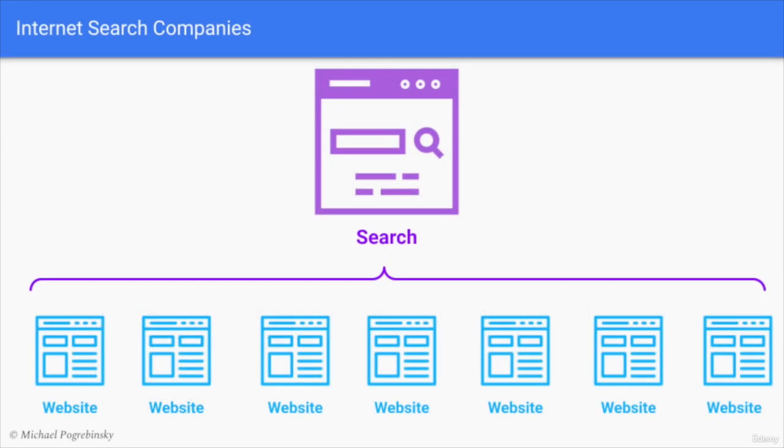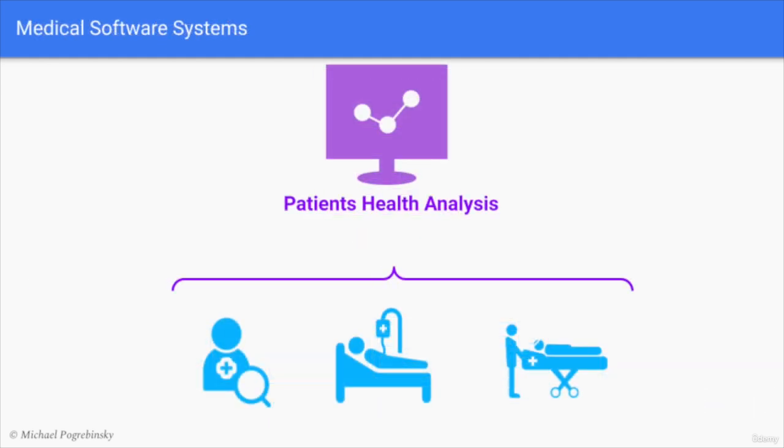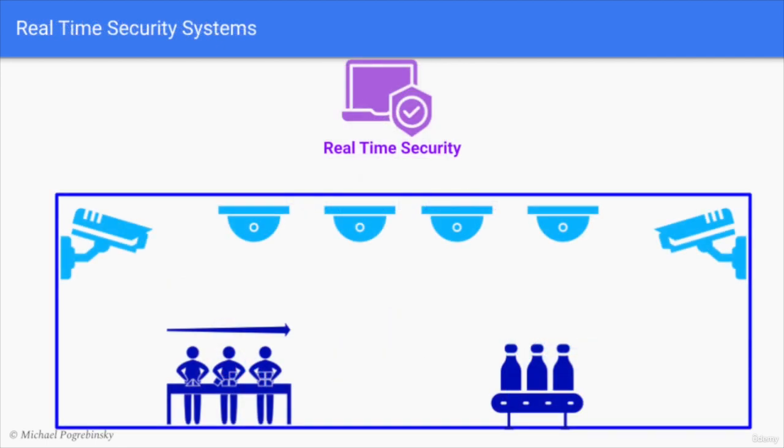A few technology fields where we have a high volume of data include internet search companies that have to analyze the entire internet and provide instant search capabilities for their users. Another example is medical software systems that collect, analyze, and store a lot of information about patients in hospitals or clinics and can help in preventing or detecting diseases. Then we have real-time security systems that analyze multiple video streams coming from cameras located throughout certain neighborhoods, cities, or high-security facilities. The purpose of those systems is to help combat crime.